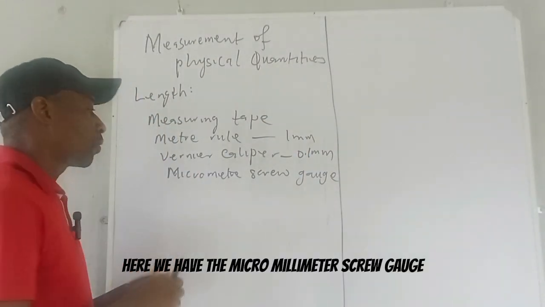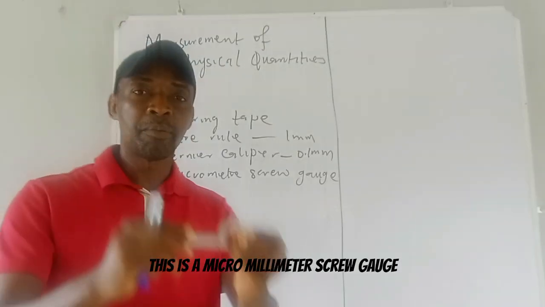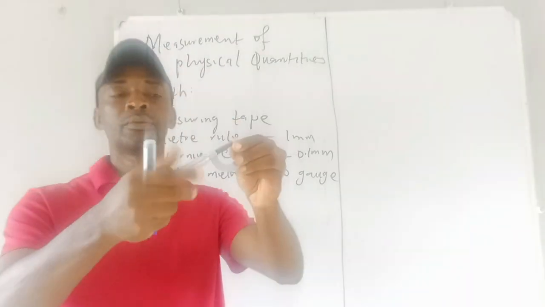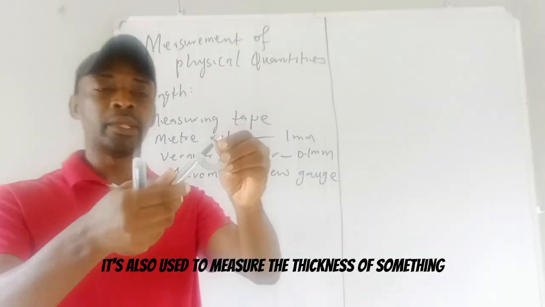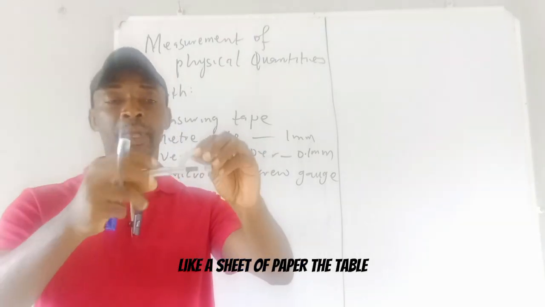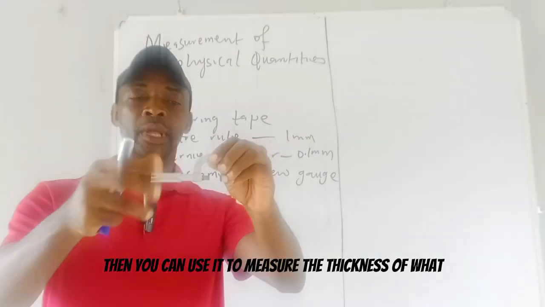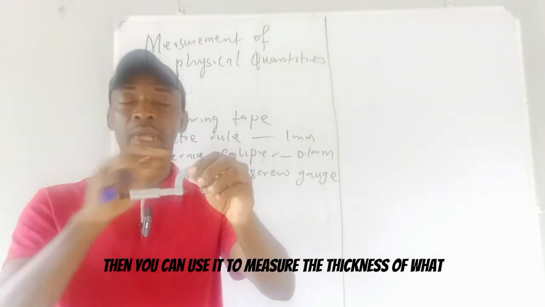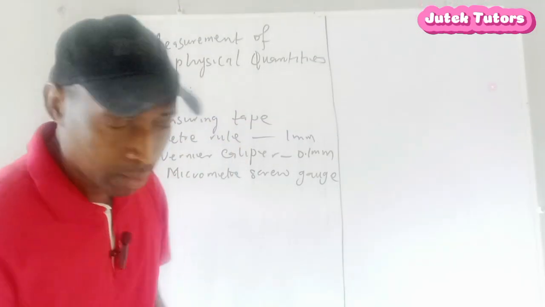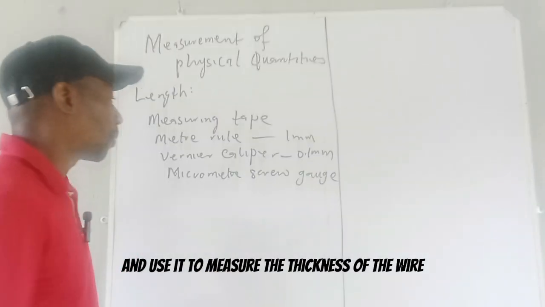Then we have the micrometer screw gauge. This is a micrometer screw gauge. It's also used to measure the thickness of something like a sheet of paper. You can also use it to measure the thickness of something like a wire.